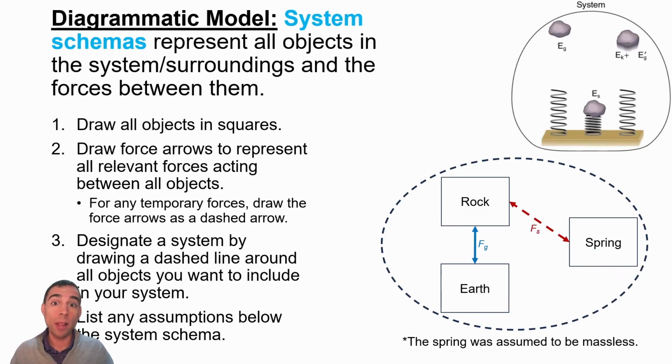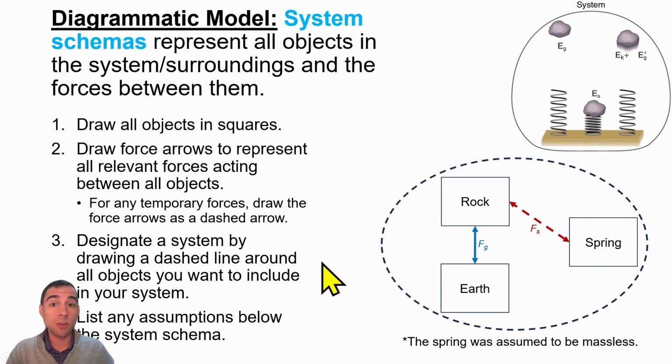Then you draw all relevant forces acting between all objects as an arrow between those two objects, and this arrow should have a head on each end representing an action-reaction pair from Newton's third law. In this situation, we would have a force of gravity that acts between the Earth and the rock, and we'd also have a spring force that acts between the spring and the rock. For any forces that are only acting for a temporary amount of time, this rock is not always feeling a spring force, we want to draw those arrows as a dashed arrow, saying that this rock is only in contact with the spring for a temporary amount of time. But gravity is always acting on the rock, so we draw that as a solid arrow.